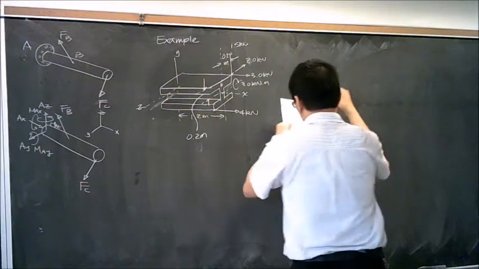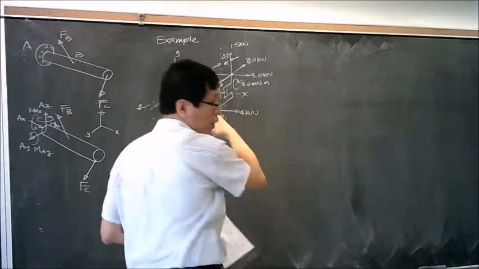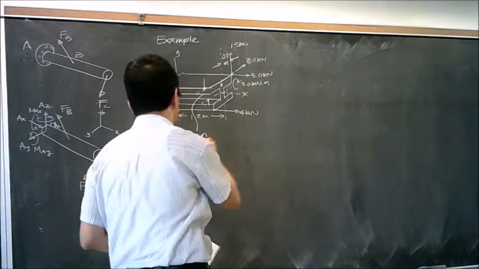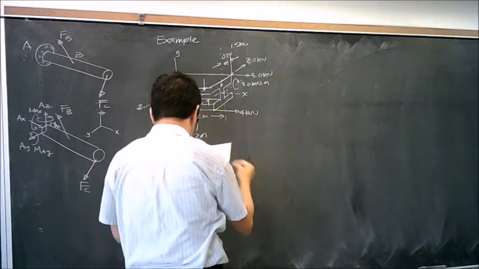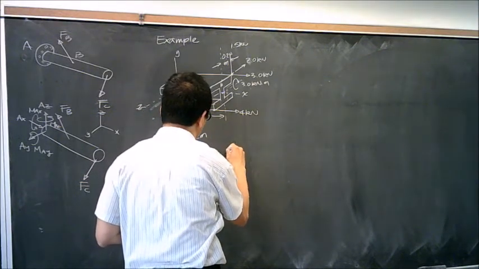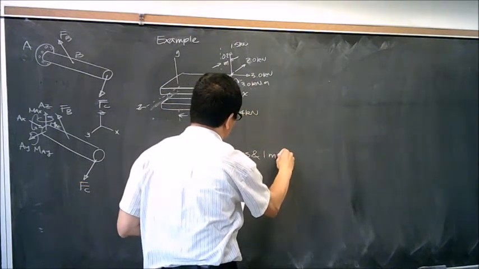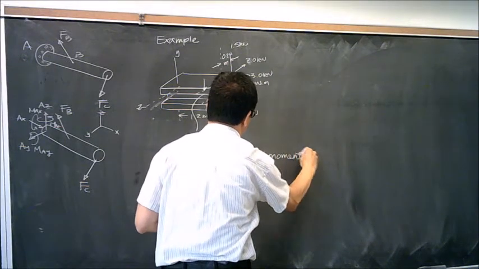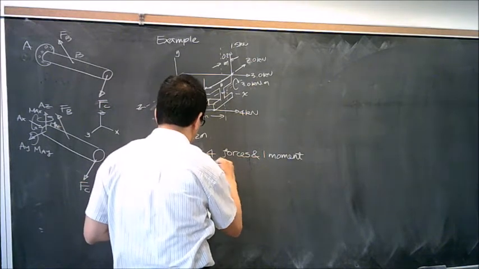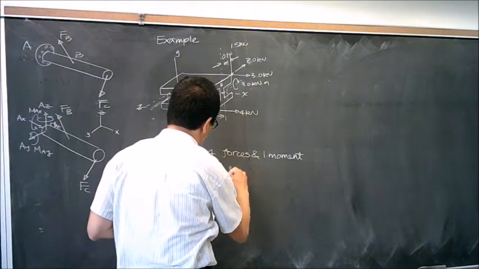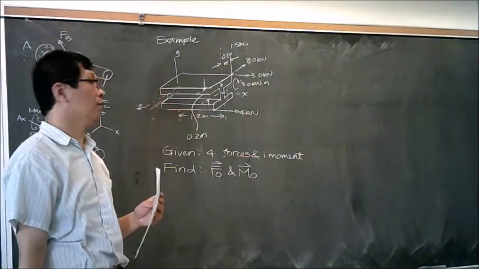So when we say it's going to be something like this, 3R. By the way, this is a 3D diagram already, so I'm not going to show another one. It will take me forever to solve this problem. So I'm given 4 forces and 1 moment. I need to find the loads and all, which means I need to find the moment and the force.